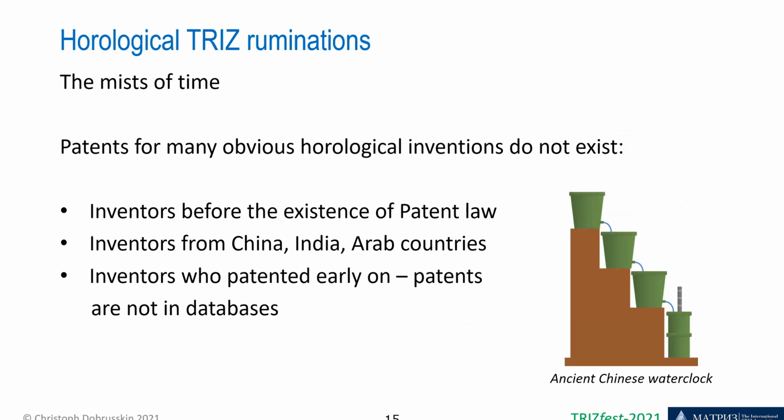Then we have the mists of time, because there are wonderful examples of how in watchmaking the inventive principles have worked, but there's basically no patent about it. So inventors, before the existence of patent law, are unknown. Who invented the watch face moving from just the hour hand to include the minutes? I couldn't find it. There are inventors from China, India, Arab countries. Like in the illustration, you see a Chinese water clock. Who invented those? And then there are inventors who patented early on. And those patents are basically in no databases, even though they exist as written documents. Next slide.